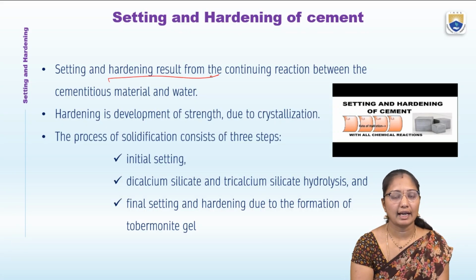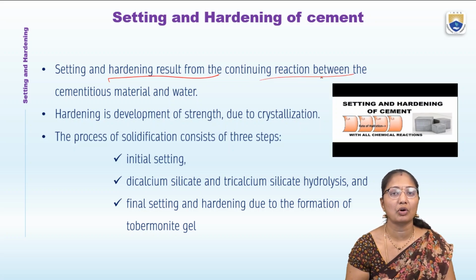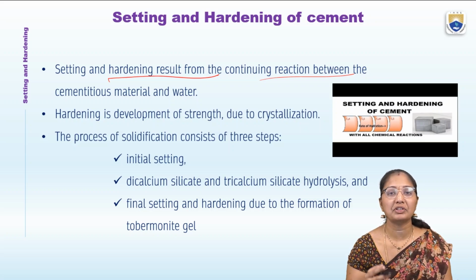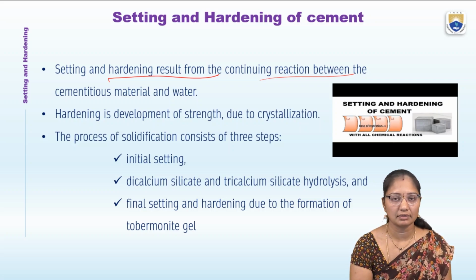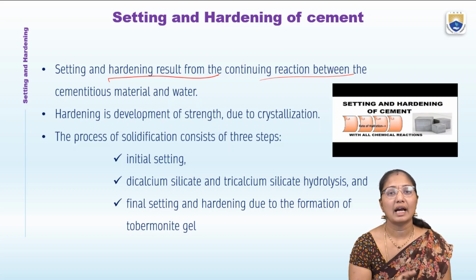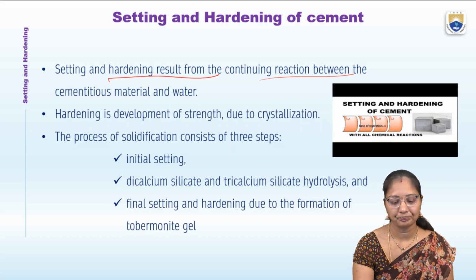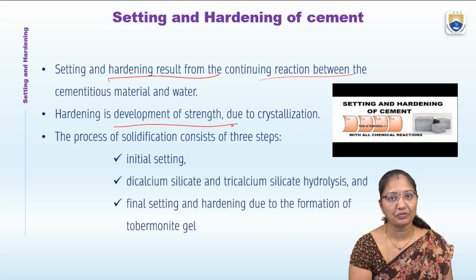Generally, setting and hardening result from the continuous reaction between the cementitious material and the water. The cement undergoes a reaction with the water, so it is continuous: gel formation, then crystalline formation. It gives the stiffening first in the setting process, and then it gives strength. Then it becomes very rigid, and the name itself shows it: hardening. It becomes very hard. Hardening is the development of strength, due to the crystallization of the cement present in the material.